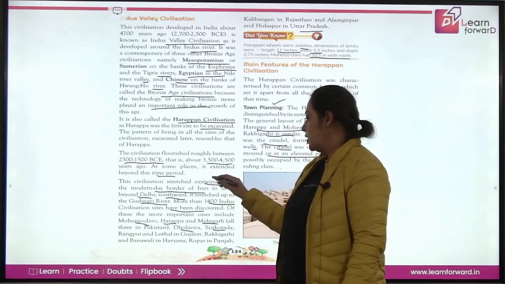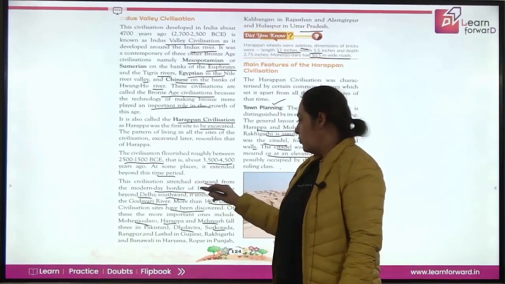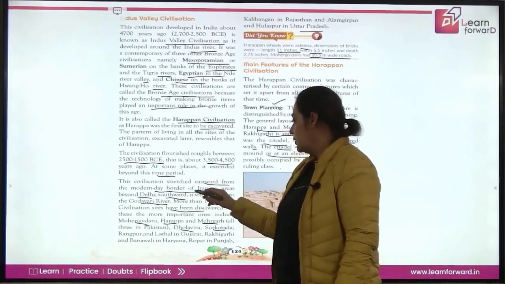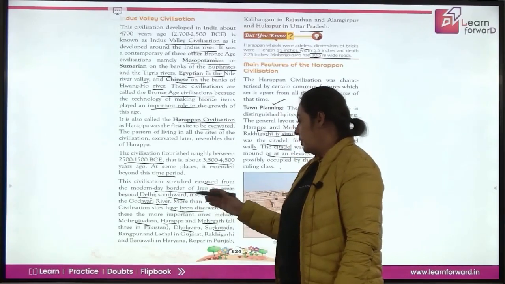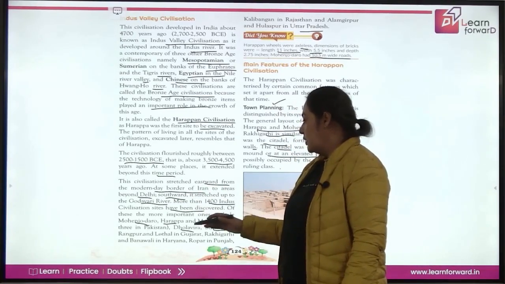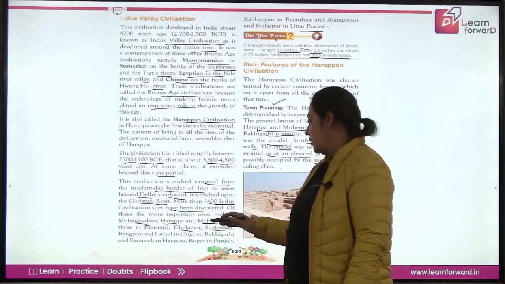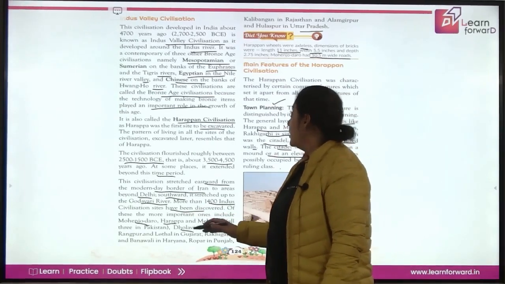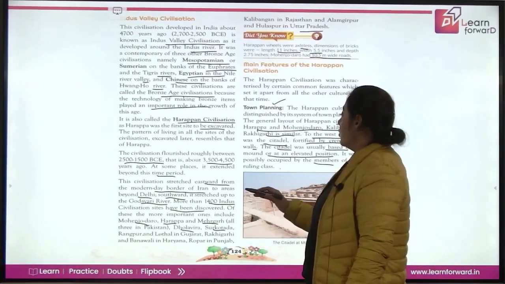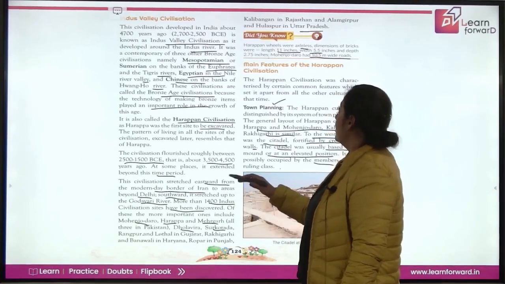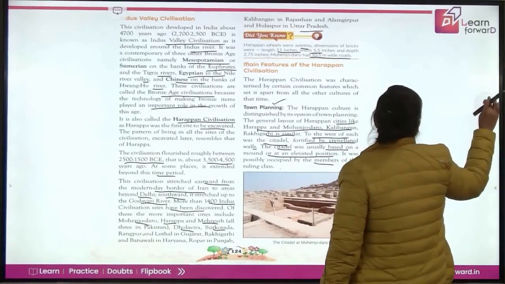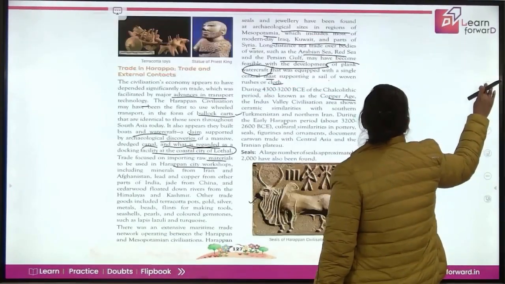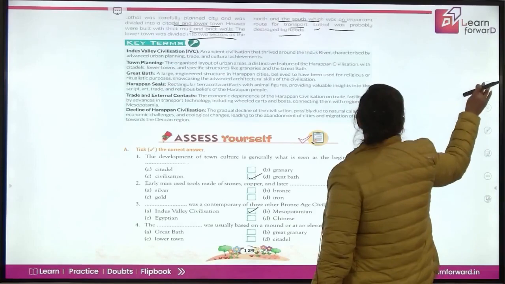Now this civilization stretched eastward from modern-day Iran to Delhi, and southward it stretched up to the Godavari River, with around 1400 civilization sites. If we talk of the major sites, they are Mohenjo-daro, Harappa, and others. This has been a great insight into the Indus Valley system.